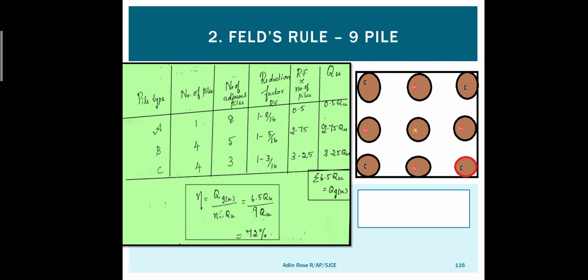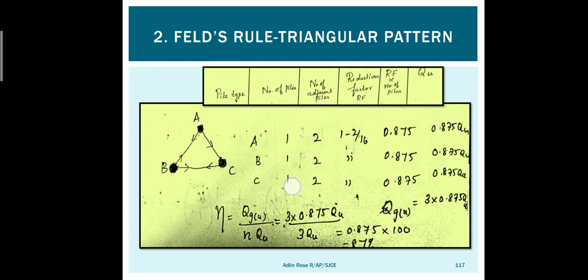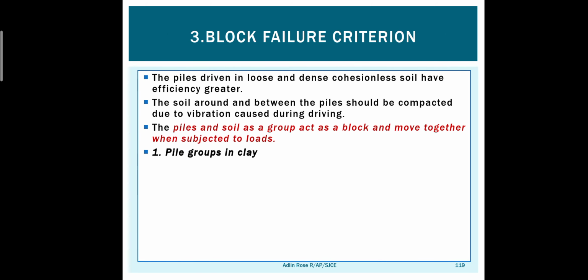ஒரு ஸ்கொயர் பிளாக்ல எல்லாமே they are acting together. Because அப்படிதான் we are constructing, because we are connecting all the piles to the pile cap. So all are connected together and they act as one block. Here it is a square block; here it will act like a triangular block. So it will act in blocks, and we will consider the pile group as one block. That's why this method's heading is block failure criterion. Okay, pile groups in clay.